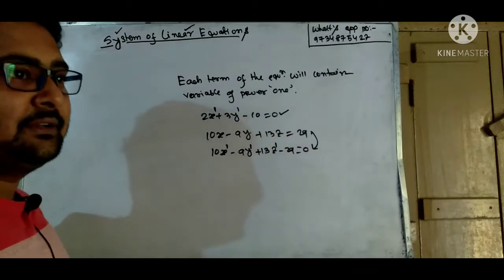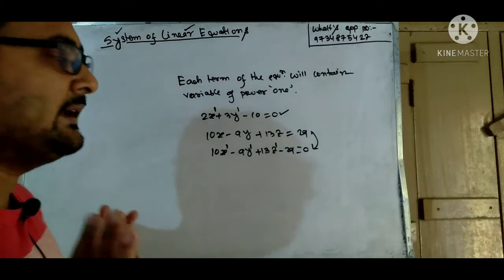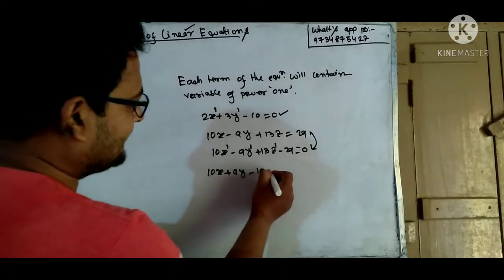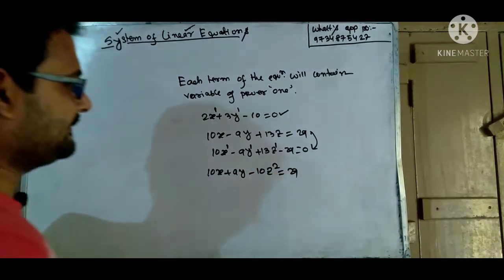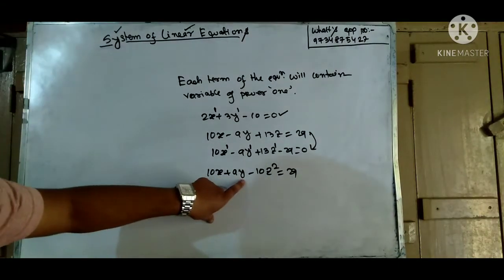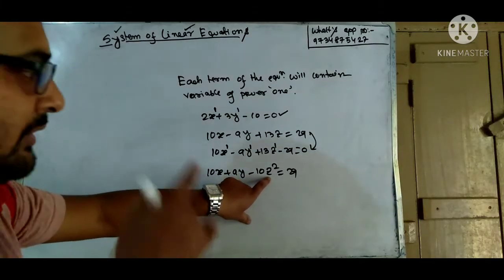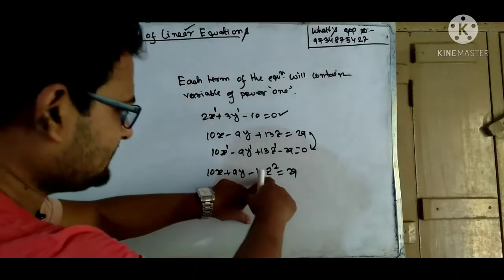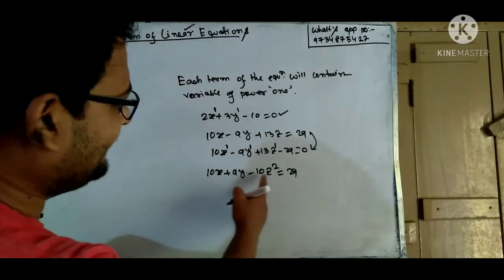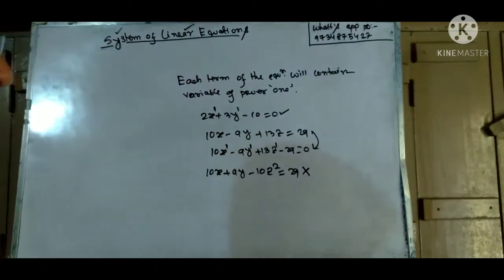Now let us take an example of an equation which is not a linear equation, that means a non-linear equation. For an example, if we take 10x plus 9y minus 10z square is equal to 29. Now in the first term the variable x occurs with power 1, second y occurs with power 1, but in the third term the variable z occurs with power 2. So this z is not in linear form. x is linear, y is linear, but z is not in linear form. Therefore the equation cannot be a linear equation.